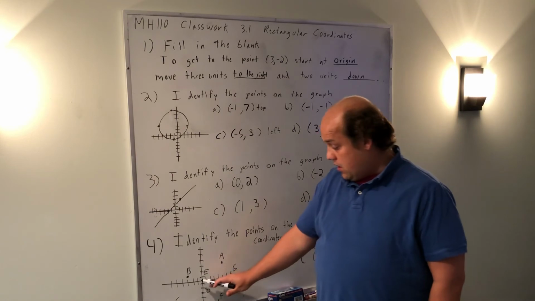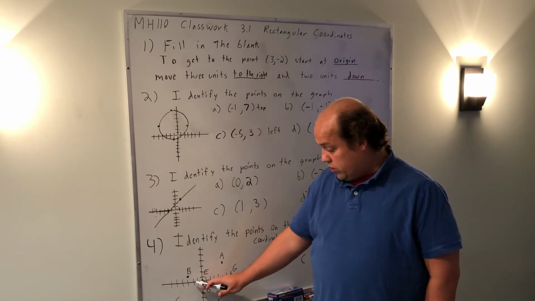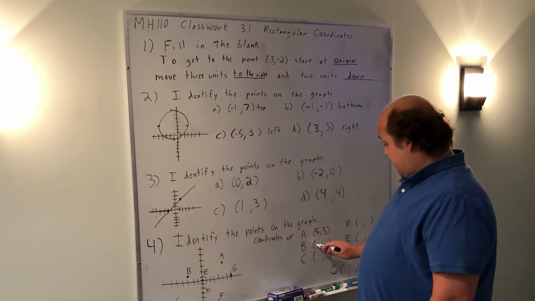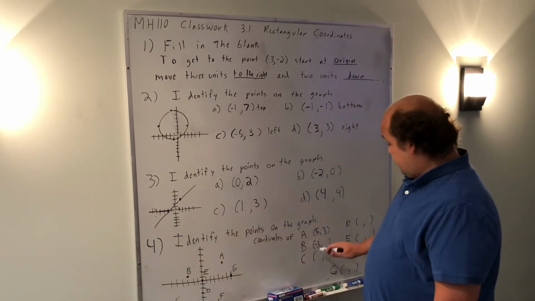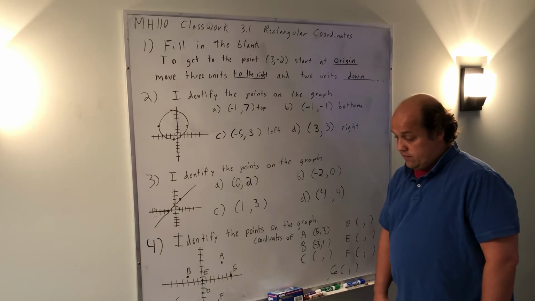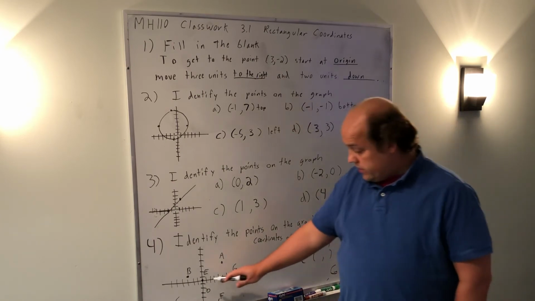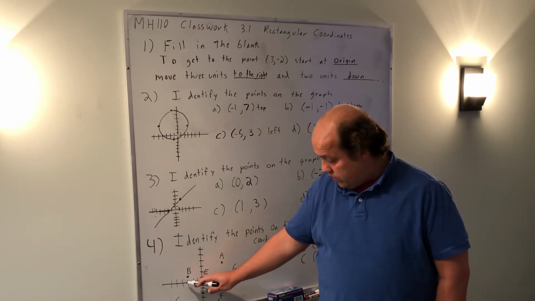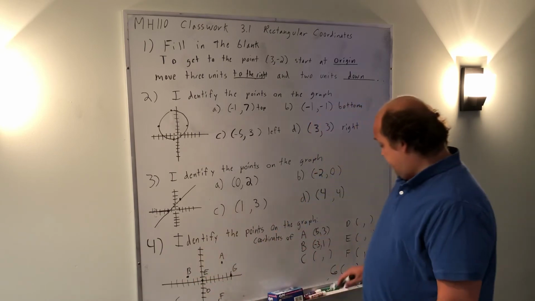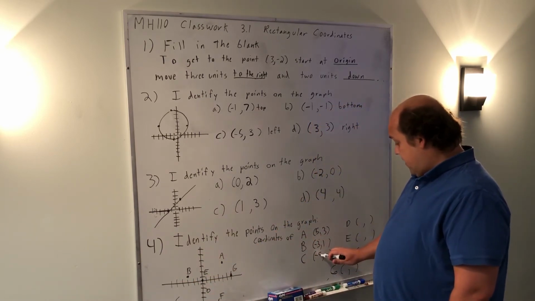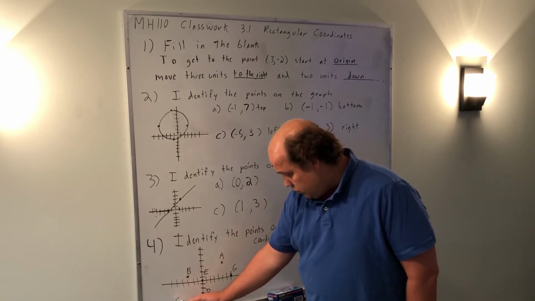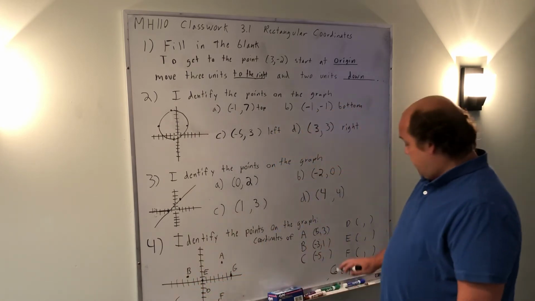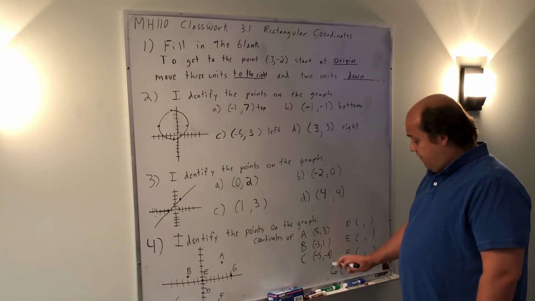For B, I start at the origin, I go left 1, 2, 3, which means the first coordinate is a -3. I then go up 1, which means the second coordinate is a 1. To find C, I start by going 1, 2, 3, 4, 5 to the left. So I'm going to put in -5 as my x-coordinate. Then I need to go down 1, 2, 3, 4. So I'm going to put -4 as my y-coordinate.